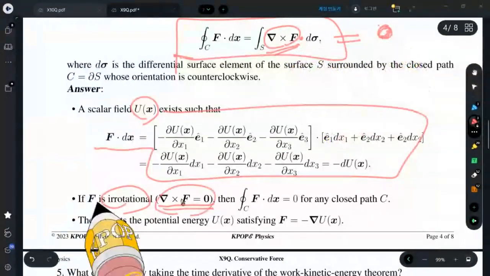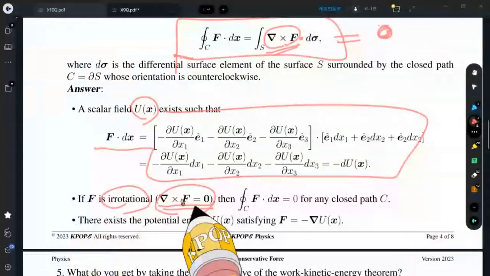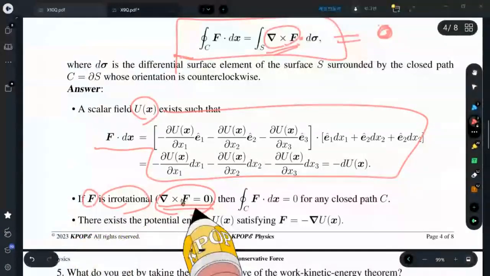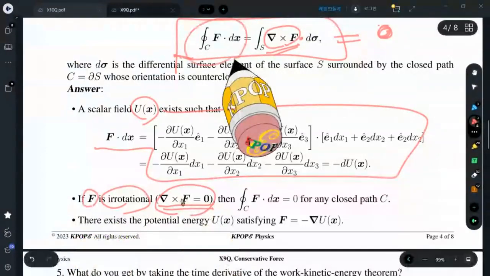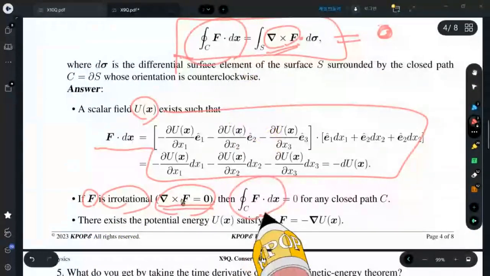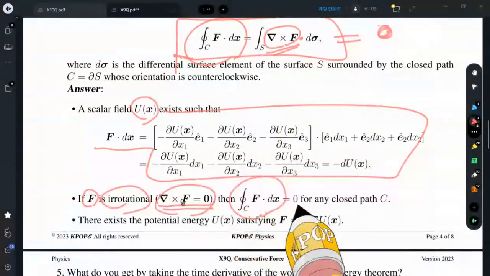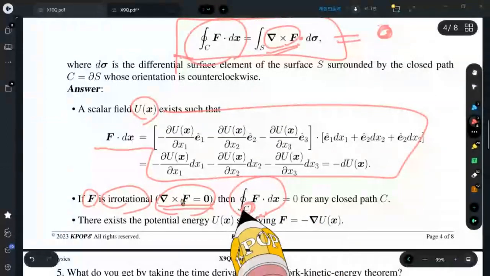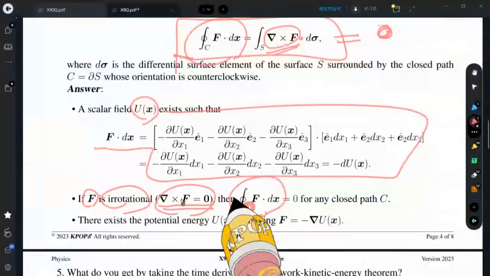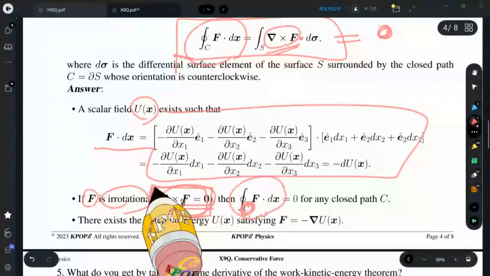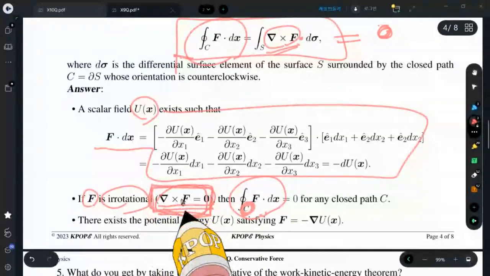If we can compute the curl of a vector field, and it is exactly 0, I can immediately conclude that F integrated over a closed path is exactly 0, whatever closed path you may give me. So it is very simple. Computing the curl is very, very important.